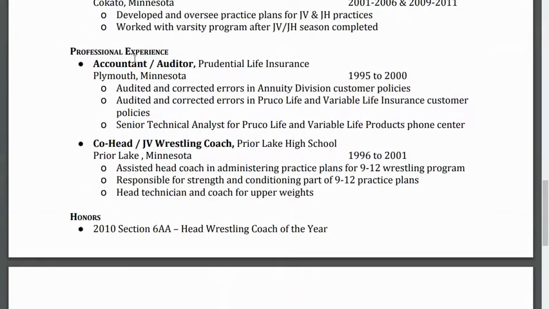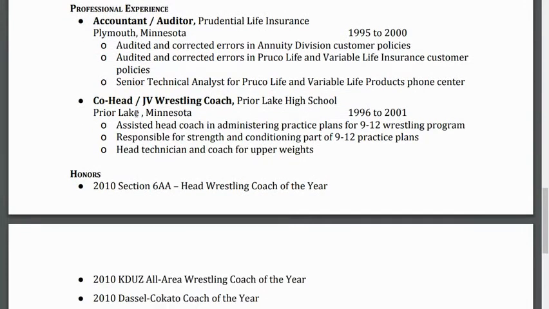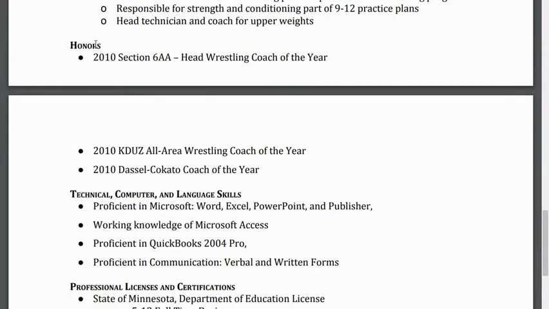I have professional experience here. I was an auditor for Prudential Life Insurance for a while. I was a wrestling coach. And then under honors, it looks like it's cut off.